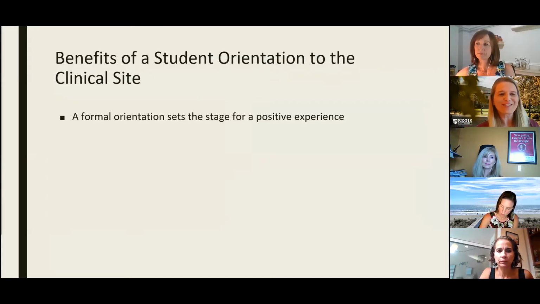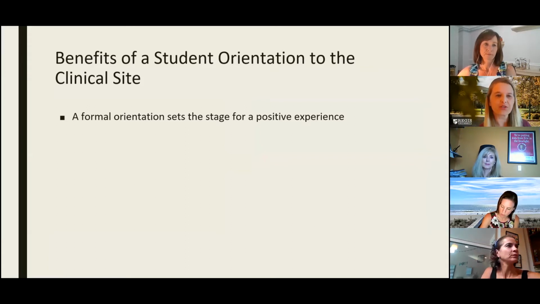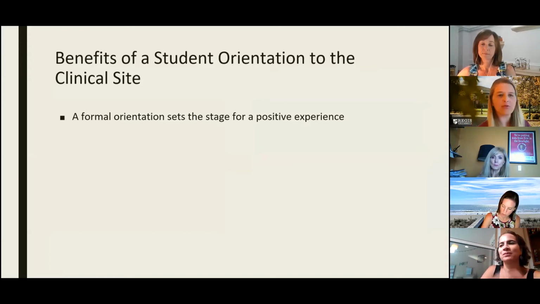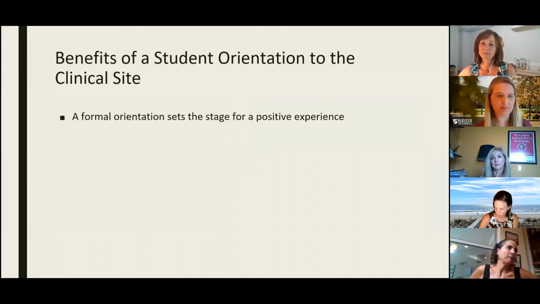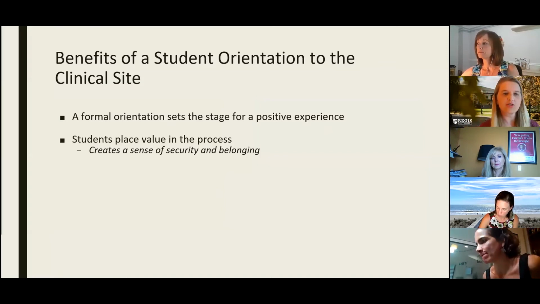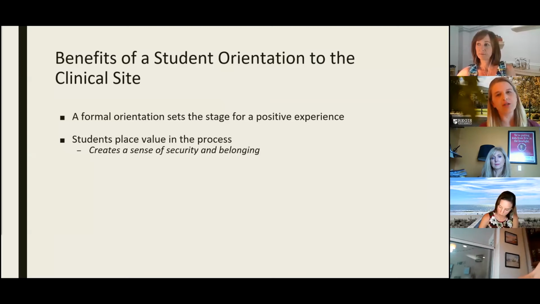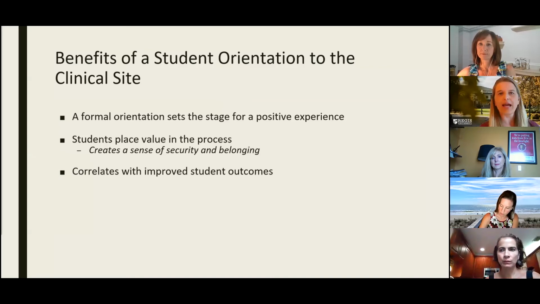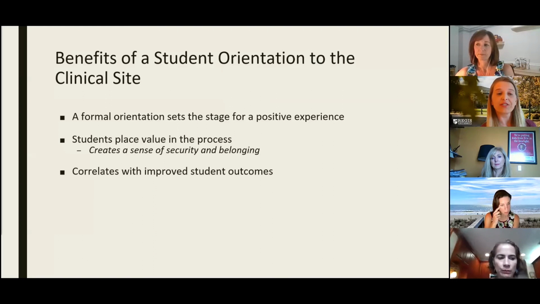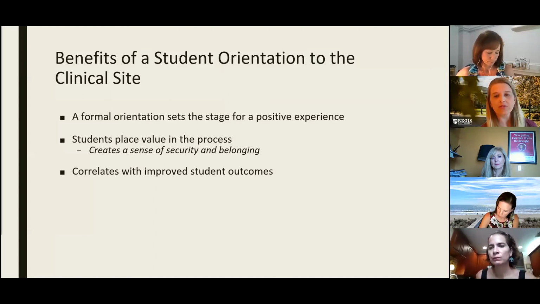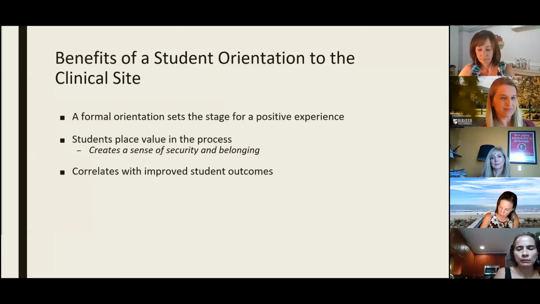I believe we all understand the benefits of an orientation. We want to emphasize today that preparation matters. We've seen a lot of this in research from our colleagues before about how important a formal orientation is to set the stage for a positive experience. Students also place a high value in this process, feeling like they are secure and belong in the group if they are able to have that one-on-one time for orientation. It has been proven through research to show improved student outcomes when they participate in an orientation.